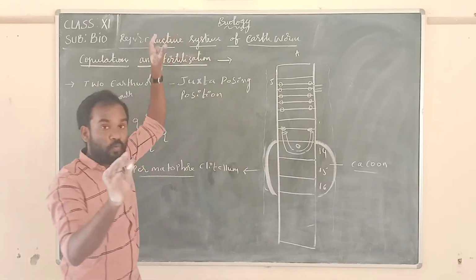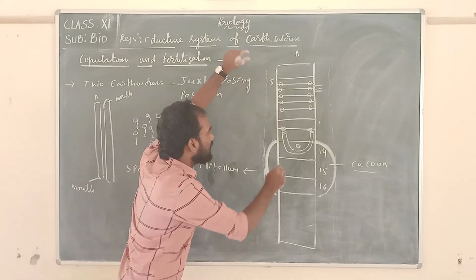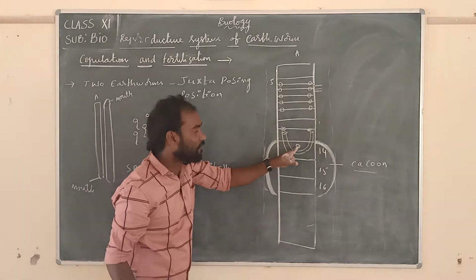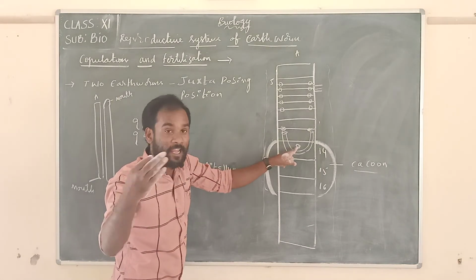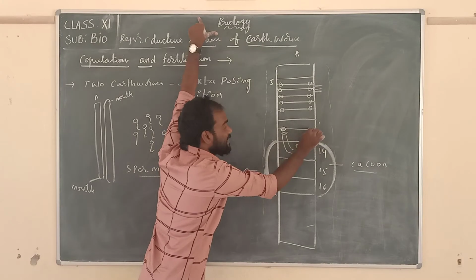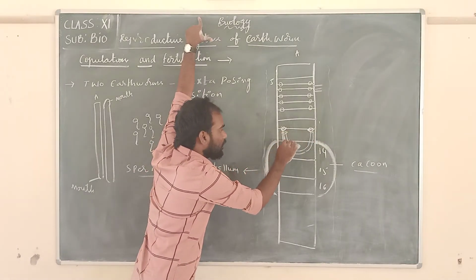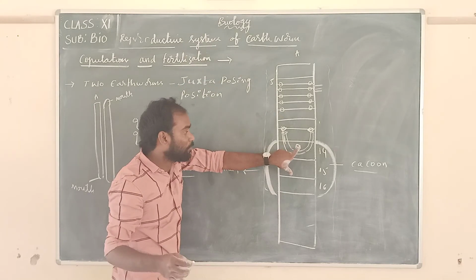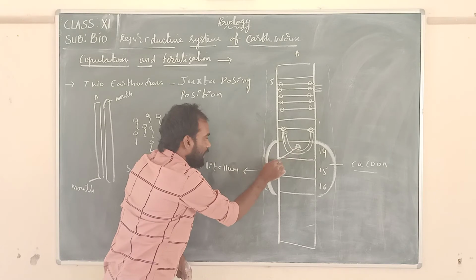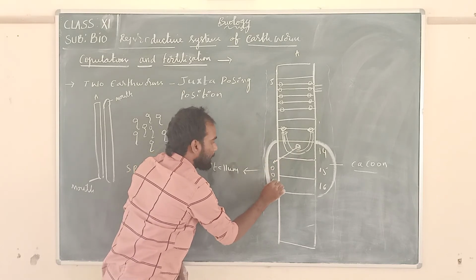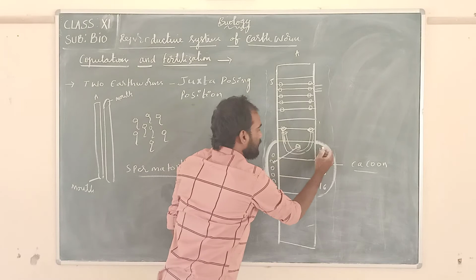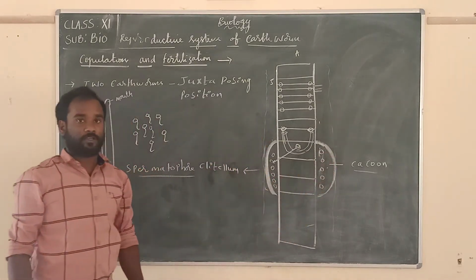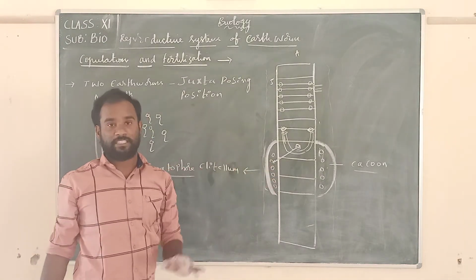Now what is going to happen? These are the ovaries, this is the oviduct, and this is the female genital pore. The ovaries release eggs into the oviduct. From the oviduct, the eggs go to the female genital pore. From this female genital pore, the eggs will reach the cocoon. Now the eggs are in the cocoon region.